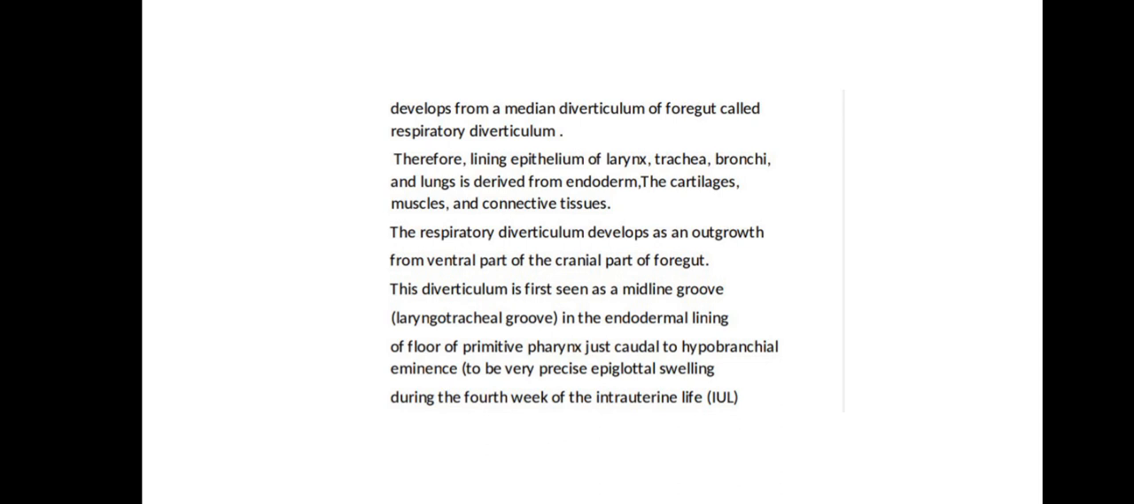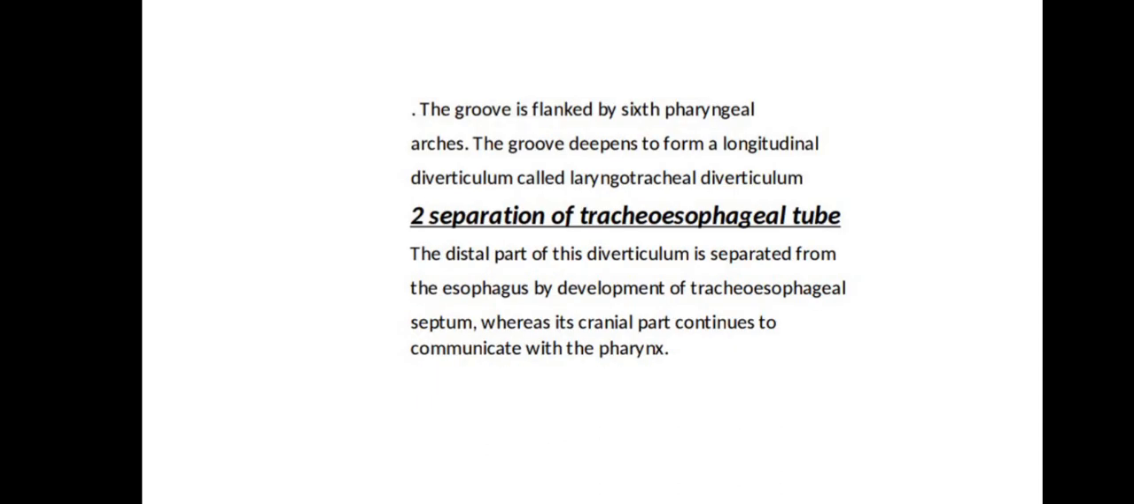Now, the free caudal ends of the respiratory diverticulum grow downwards to enter the thorax, where it becomes bifid to form the right and left lung buds. Let me show you the slide pertaining to that. So the distal part of this laryngotracheal diverticulum is separated from the esophagus by development of the tracheoesophageal septum.